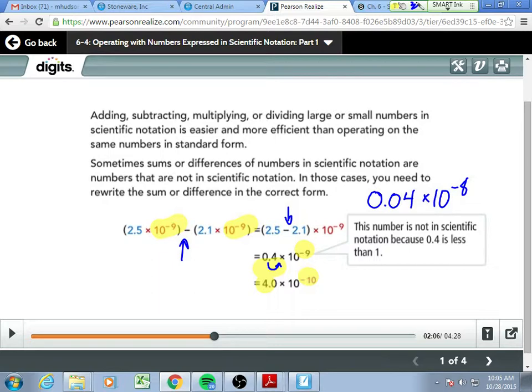Are there questions like this on the test? Yes. So are you going to have to make it into scientific notation? Yeah, you always have to end in scientific notation. So once you do the math, make sure you convert it back into scientific notation. Are there any questions where you have to give the actual answer in standard form? It'll say write in standard form or write in scientific notation.